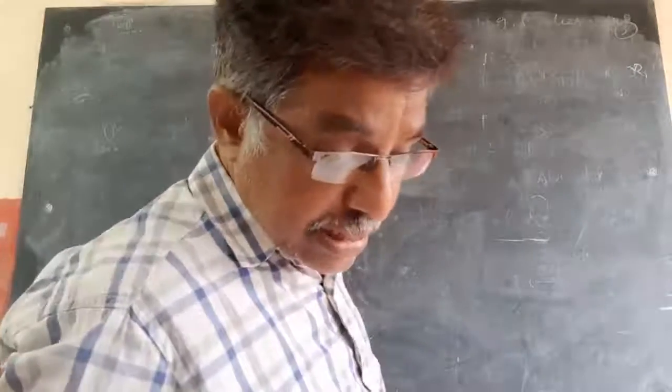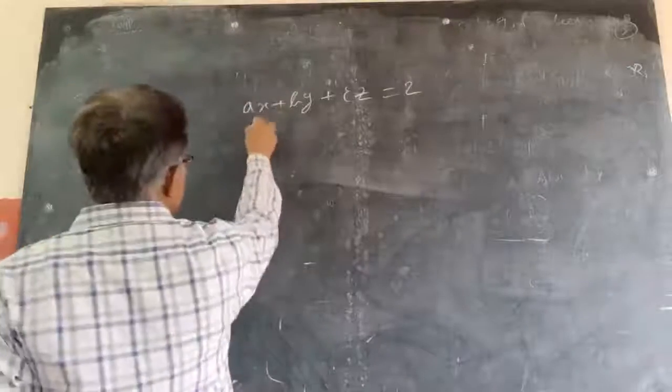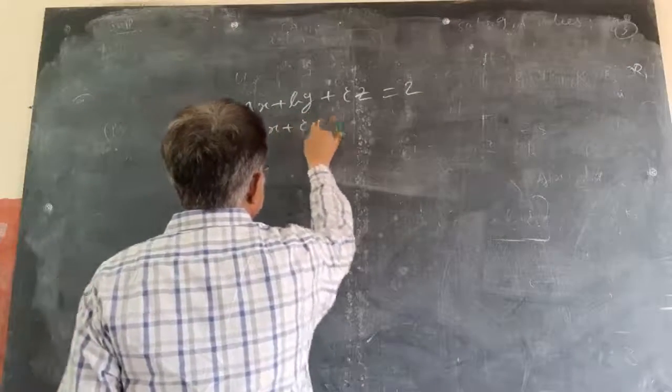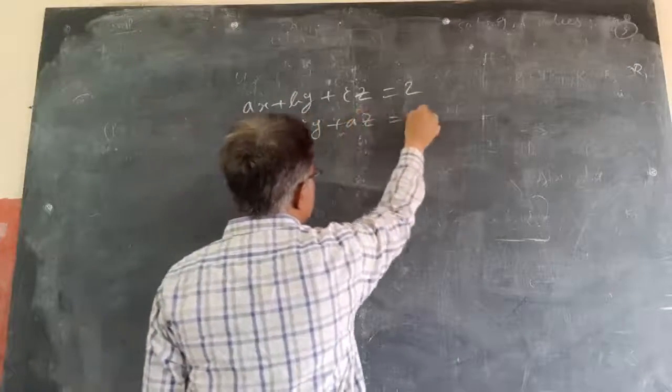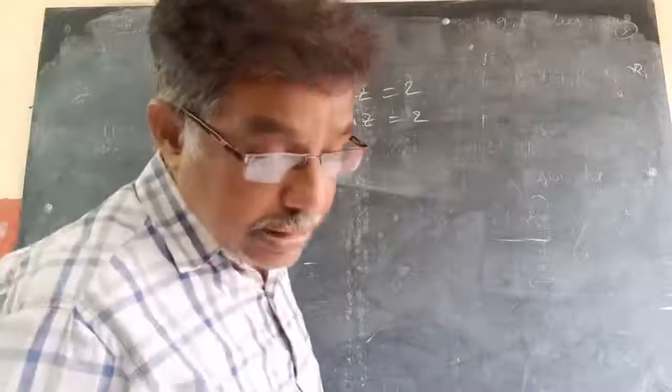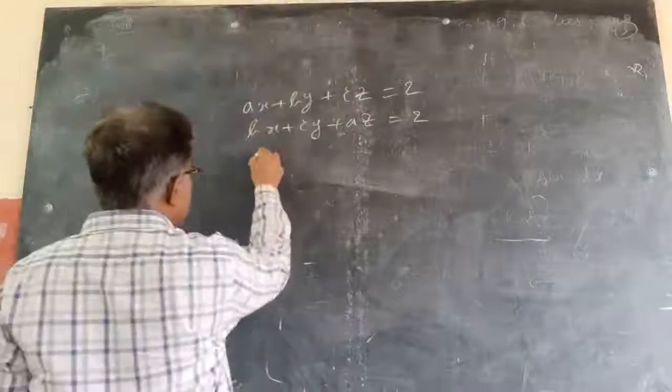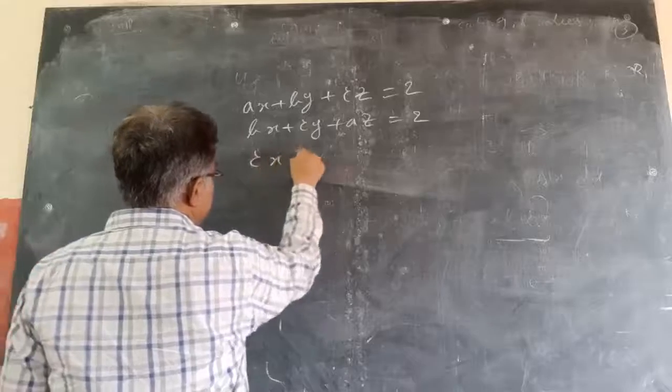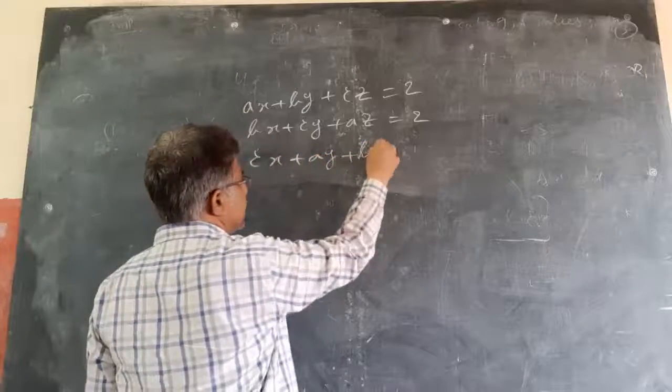bx plus cy plus az equal to 2. Next, cx plus ay plus bz equal to 2.